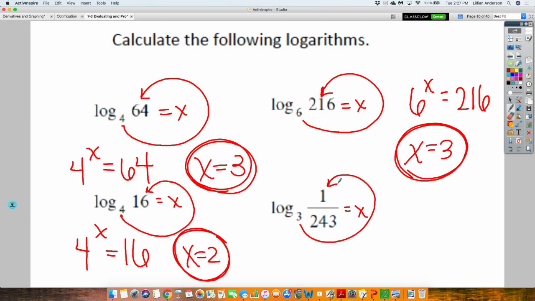it is going to be a negative. This is 3 to the x power equals 1 over 243. The only way that 3 is going to change to a fraction is a negative exponent. Okay? And remember we rewrote exponentials so that they have the same base. You could do the same thing here. 3 to the x equals, this becomes 3 to the negative fifth power. Set your exponents equal to each other. X equals negative 5.